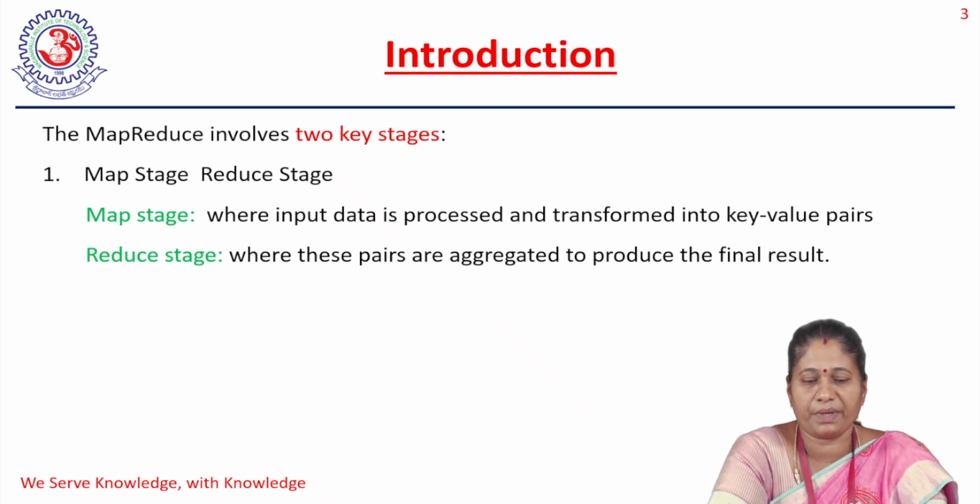So what is meant by the map stage? MapReduce takes your input data, processes it, transforms it, and makes it into key value pairs. That is what we do in the first stage, the map stage. Then in the second stage, called the reduce stage, whatever key value pairs we made are aggregated to produce the final result. These are the main stages in the MapReduce concept.